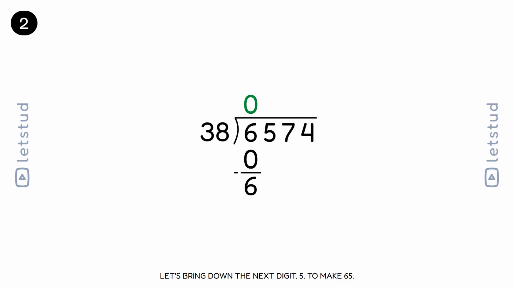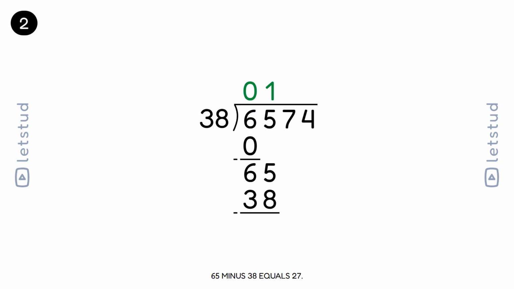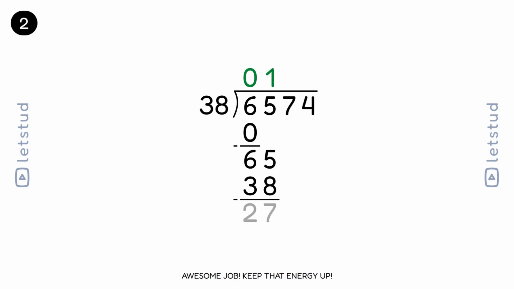Let's bring down the next digit, 5, to make 65. Let's see how many times 38 goes into 65. 38 fits into 65 one time. 1 times 38 is 38. 65 minus 38 equals 27. Awesome job, keep that energy up.